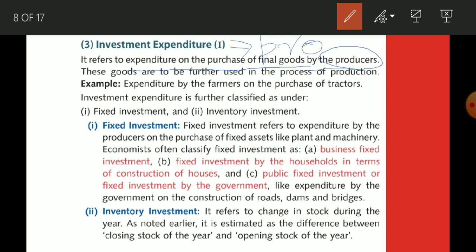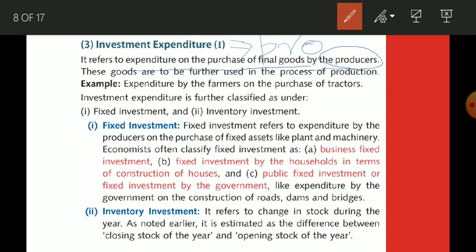These goods are to be further used in the process of production. Why do producers require final goods? So that they are able to produce more goods. For that they require the purchase of final goods. Here is the example: expenditure by a farmer on the purchase of a tractor is considered as investment expenditure, because the tractor is used in the process of producing wheat or rice.